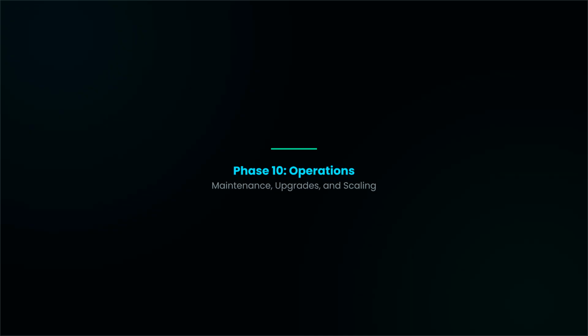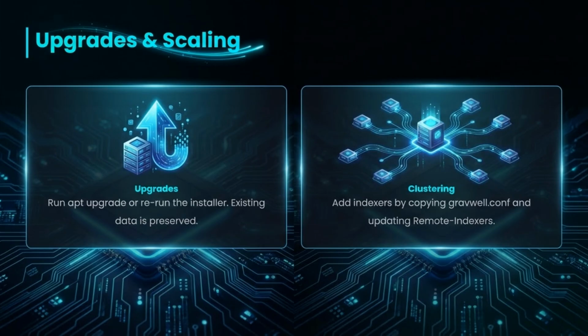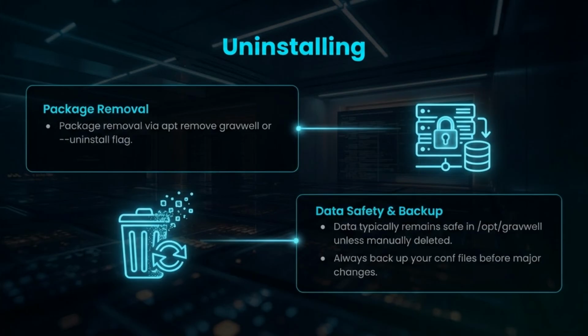Phase 10 covers operations, the long-term maintenance, upgrades, and scaling of your Gravwell environment. Regular maintenance ensures system stability and optimal performance. Gravwell's architecture is designed for seamless scaling as your data ingest volume grows.